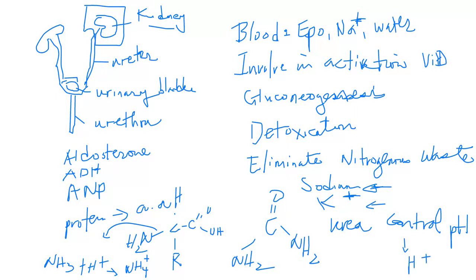Okay. All right, so put them all together. What are the functions of the kidney? Blood involved in gluconeogenesis, detoxification, elimination, sodium, potassium, and control of pH. So those are the functions of the urinary system, or particularly the kidney.